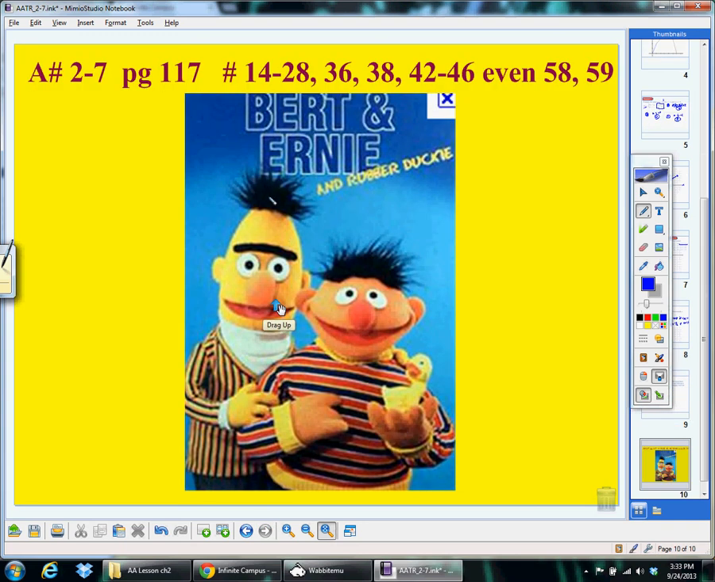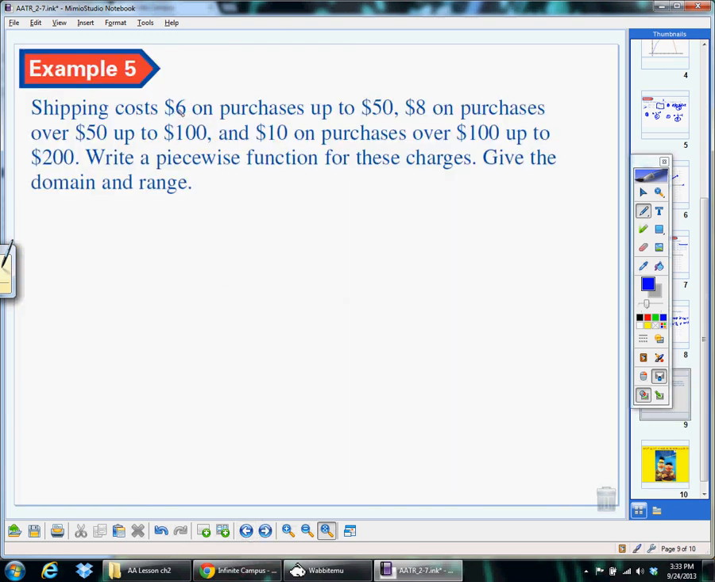Okay, well, story problem's not that bad either. So let's take a look at this. Shipping costs $6 on purchases up to $50. So if you bought something under $50, like a $25 watch, and you got it shipped to your house, it would cost you $6. Now, they jack it up to $8 if your purchase was between $50 and $100, and $10 on purchases from $100 to $200. Write a piecewise function.